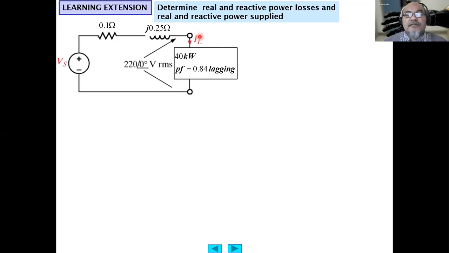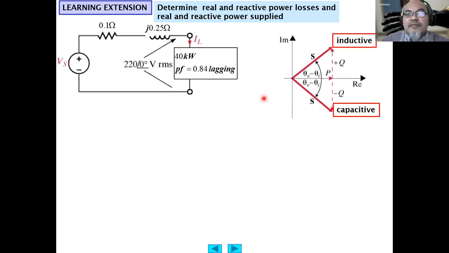It has current IL flowing through it, and the voltage across it, VL, is 220 volt RMS with a phase angle of 0. The transmission line has an impedance of 0.1 ohm plus j0.25 ohm. Power factor 0.84 lagging, so the current is lagging the voltage. So it means it is an inductive load, because the current is lagging the voltage.